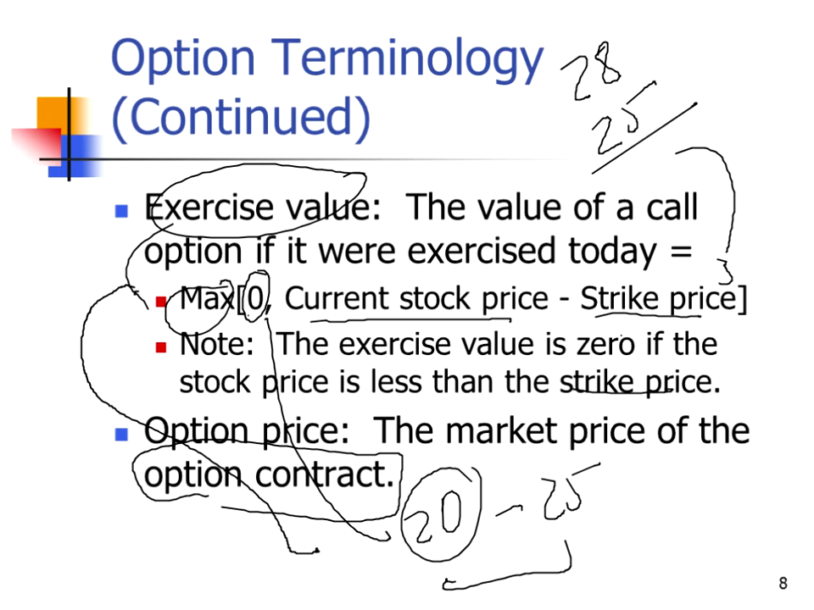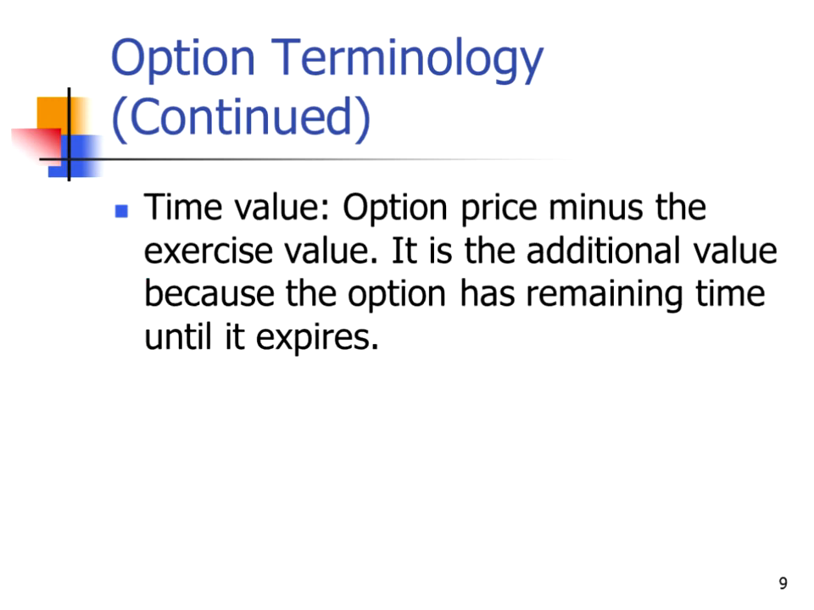Option price, the market price of the option contract. So how would you find the option price? Option price is the secondary selling price, because options can be sold in the secondary market. And that would come from the difference between the current stock price minus the strike price. That is, what is the value of the option? The greater the difference, the more value it will hold.